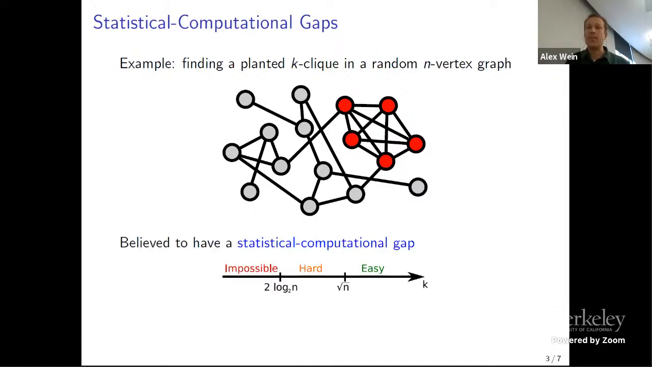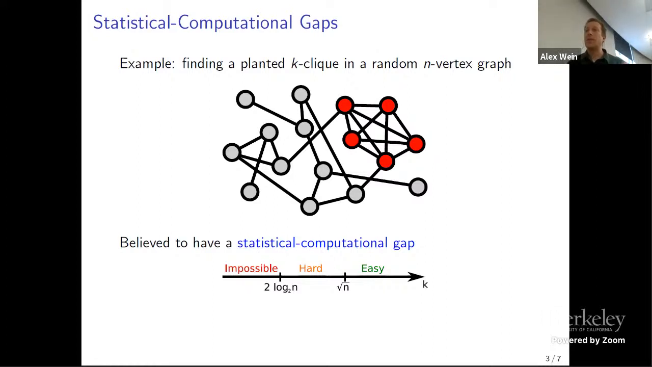This problem is believed to have a striking phenomenon we call a statistical-computational gap. Here we're plotting k, which is the clique size. You can think of it as a signal-to-noise ratio. When the clique is extremely small, it's simply statistically impossible to find it. If the clique is quite big, bigger than square root n, then we know an efficient algorithm, a polynomial time algorithm, to find it. But then in the middle, there's this very large hard regime, which is more elusive.